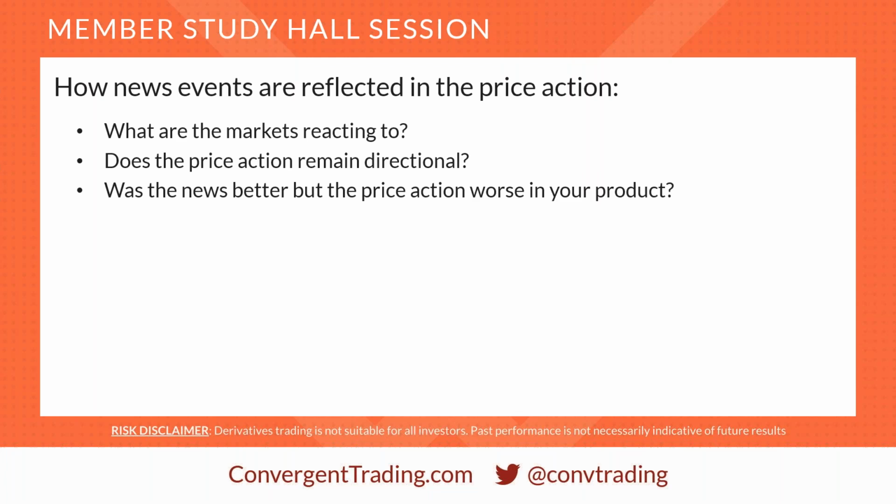Was the news better but the price action worse in your product? Whether in the ES, NQ, RTY, Dow, or whatever index, we see that the market responded negatively to good news. This tells us something about what the larger participants are paying attention to. So unemployment comes out much better, and the ES sells off. Okay, it looks like the market's concerned about the increase in wages, the reduction of monetary policy, that sort of stuff.